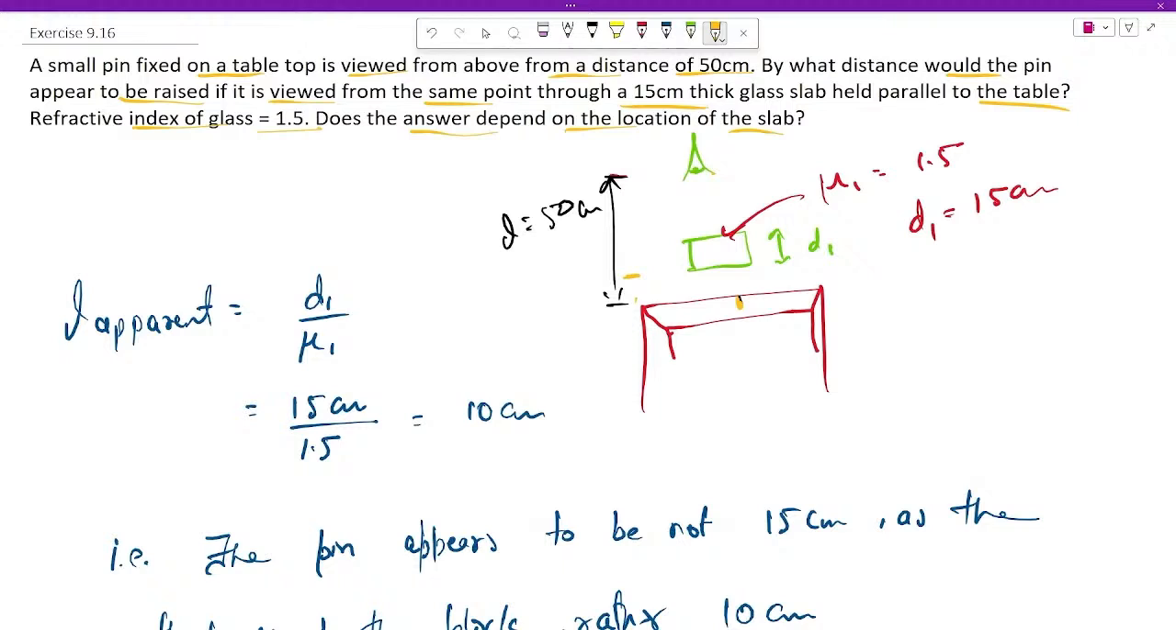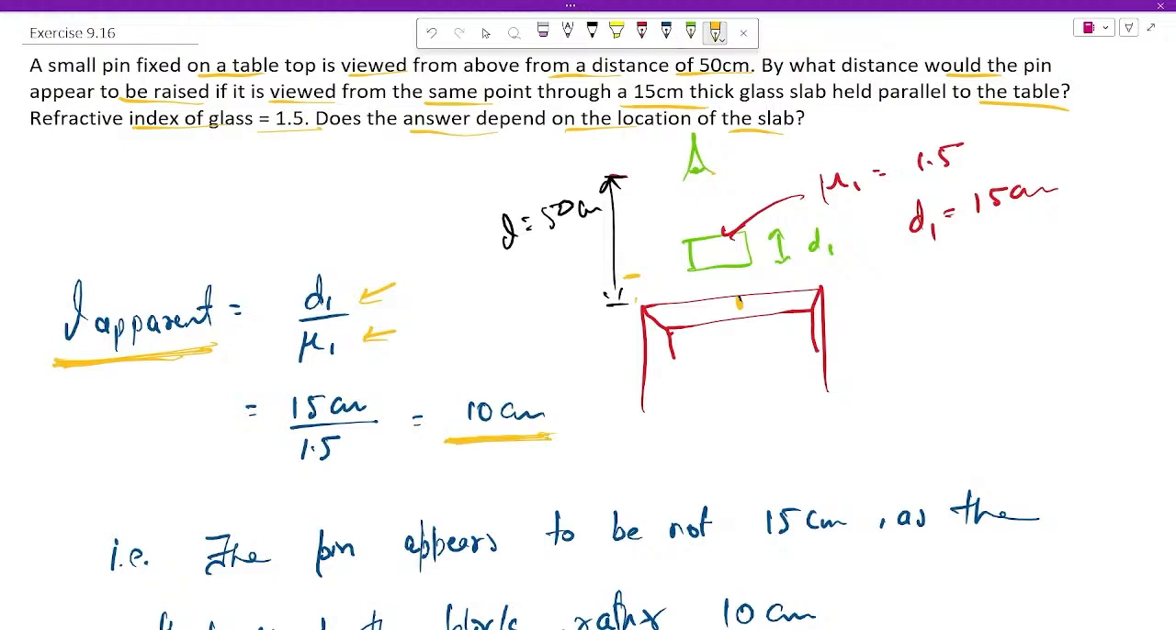So we know the formula for apparent depth or apparent length. In this case, because the light is traveling through a different media, there will be an apparent shift. Now apparent length would be given by d1, that is the thickness of the glass, divided by mu1, that is the refractive index of this glass. Now substituting the values, we will get an apparent depth of 10 centimeter.